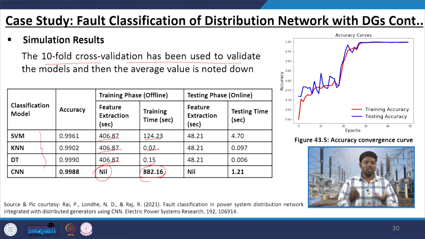But if you go to the testing, that is the more important thing, because the training phase is mostly an offline phase. We want the actual inherent automatic response at the testing phase, which is an online phase. Depending upon that, the machine learning algorithms are mostly taking lesser time. SVM is taking more time, KNN is taking lesser time, even the decision tree is taking lesser time, but CNN takes more time in testing. Okay? But their accuracy is also comparable.